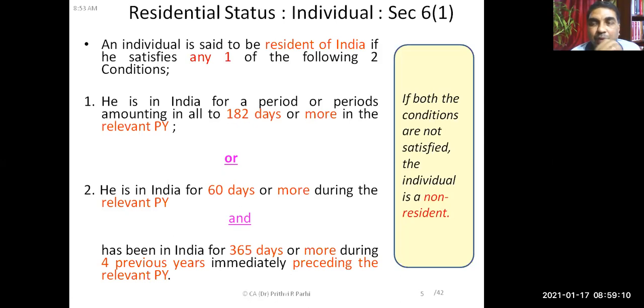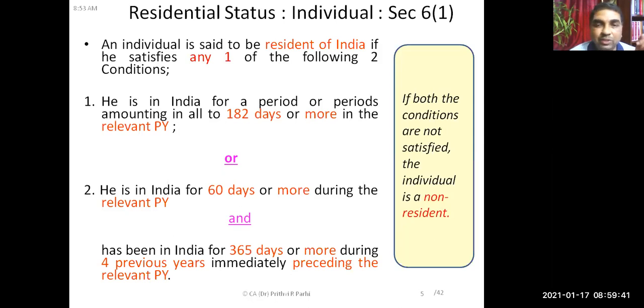That means we have to see what the relevant previous year is. I am talking about assessment year 21-22. If I talk about assessment year 21-22, then what is the relevant previous year? Can you tell me? 2021. So in the case of an individual, we have to see whether in the year 2021 he has stayed for 182 days or more.